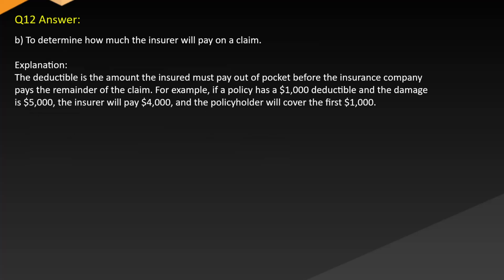Answer B. To determine how much the insurer will pay on a claim. Explanation. The deductible is the amount the insured must pay out of pocket before the insurance company pays the remainder of the claim. For example, if a policy has a $1,000 deductible and the damage is $5,000, the insurer will pay $4,000 and the policyholder will cover the first $1,000.